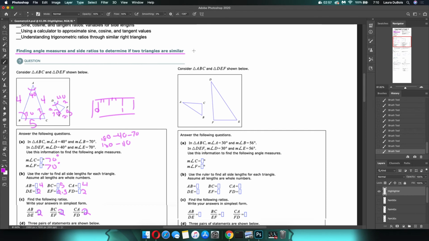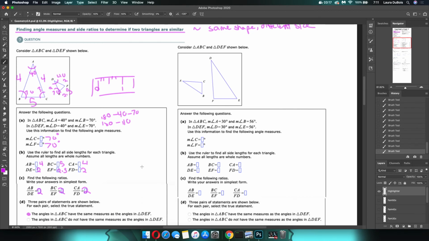And similar, by the way, is just the squiggle. If congruent is the squiggle with an equal symbol, similar is just the squiggle. What that means is it is the same shape, but not necessarily the same size. They have different sizes. That's what similar means.